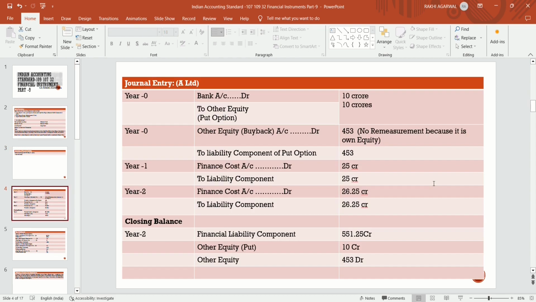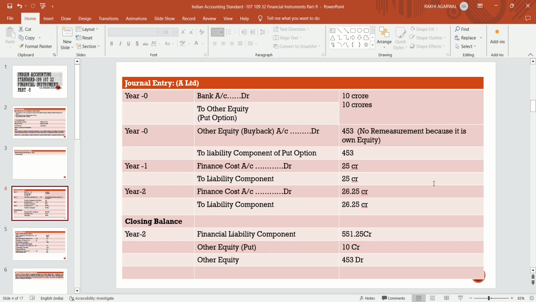Now the journal entry in the books of A Limited in year 0, because A Limited is receiving only the premium amount at the initial stage. At the time of entering the option contract, A Limited only receives the premium amount, that is 10 crore. So it will book bank account debit, because it's an equity transaction, not a liability transaction. It would be credited to other equity, because the premium is received.